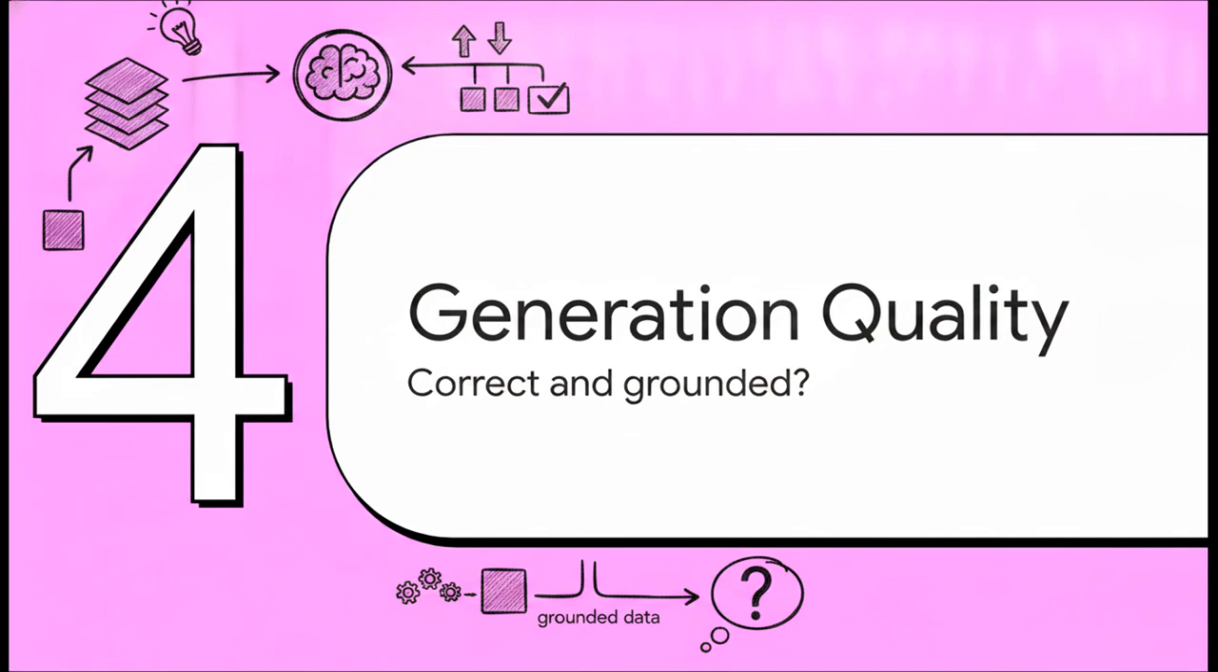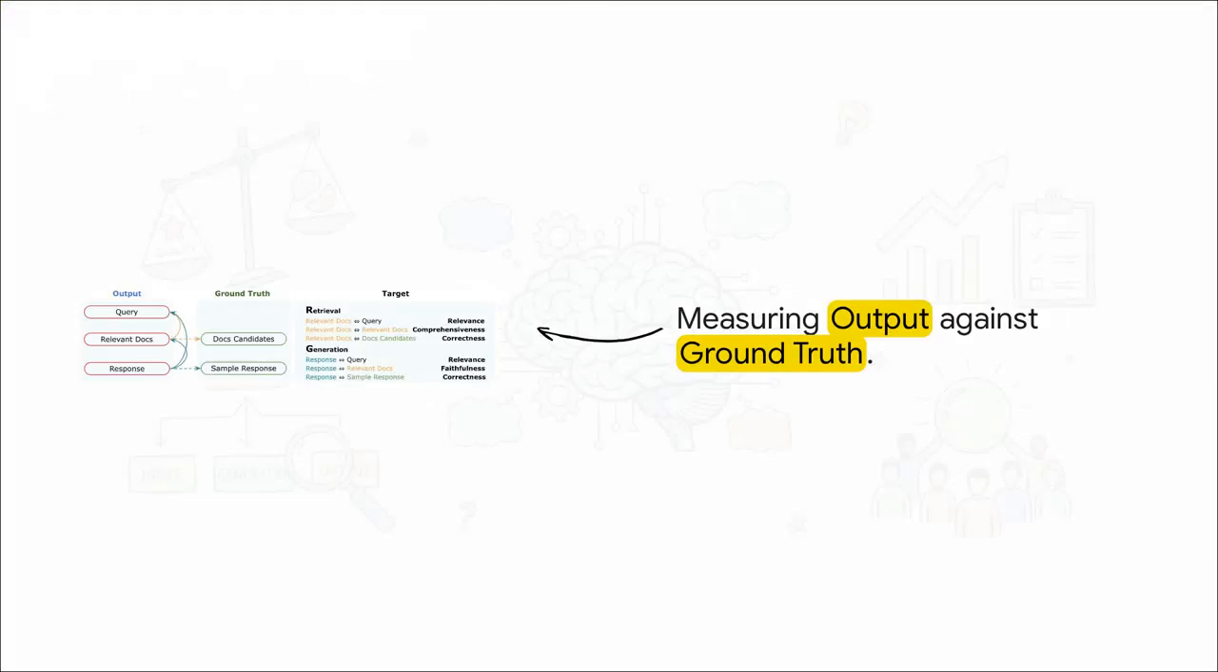Moving to part four, evaluating generation quality. Once we have the data, is the answer actually correct and grounded? Okay, here is the fundamental rule of GenAI evaluation. We don't just measure the final response against the initial query. No way. We have to measure the generated response against both the retrieved documents and a sample ground truth. This kind of multidimensional check is what allows us to accurately score relevance, correctness, and comprehensiveness.